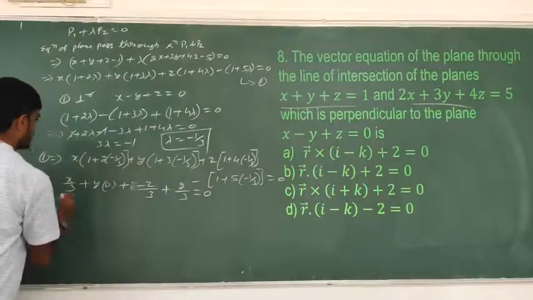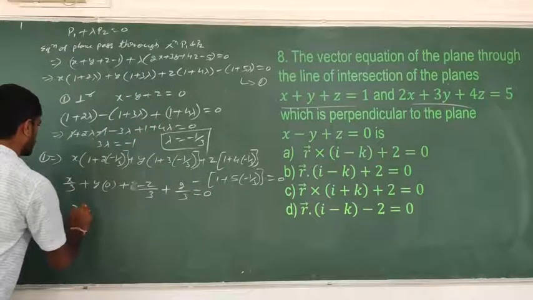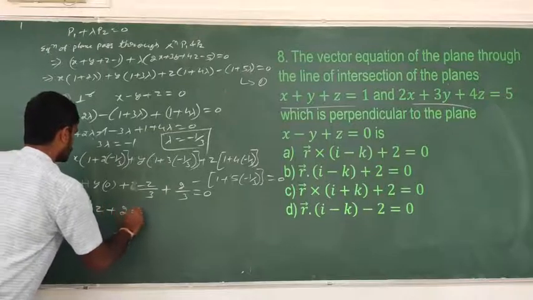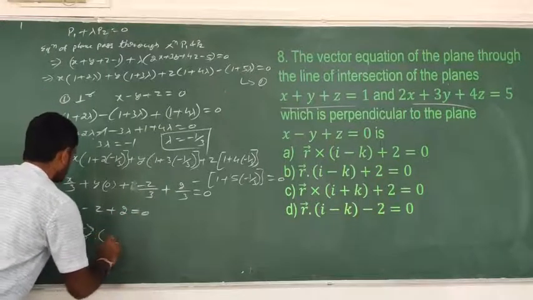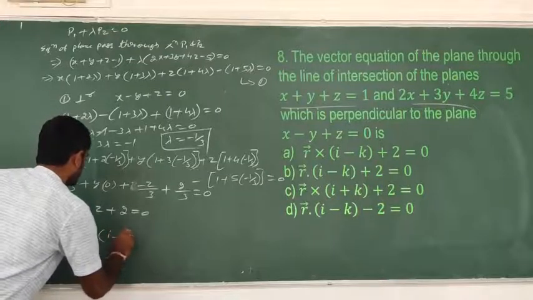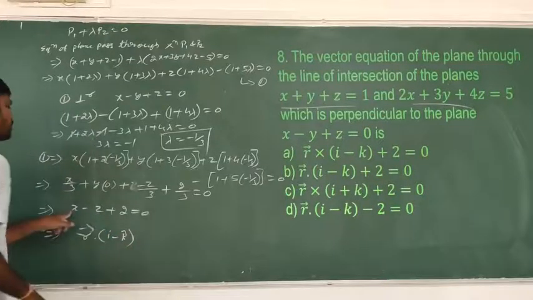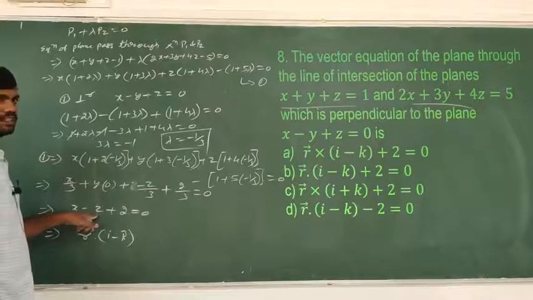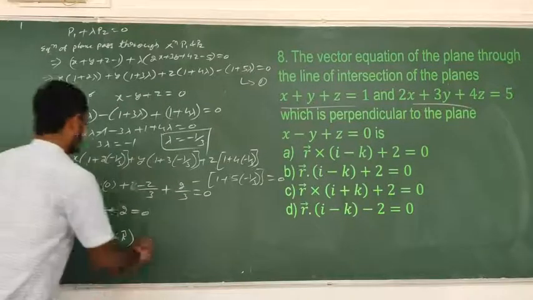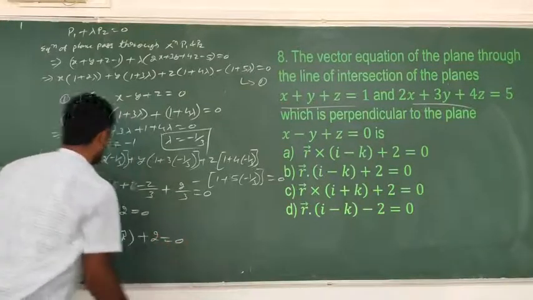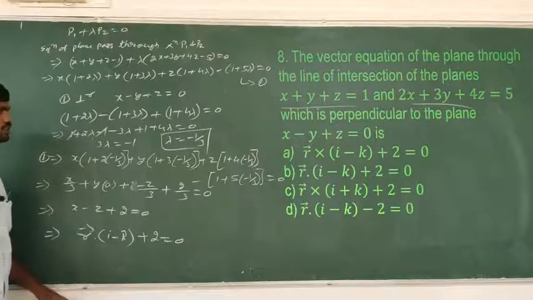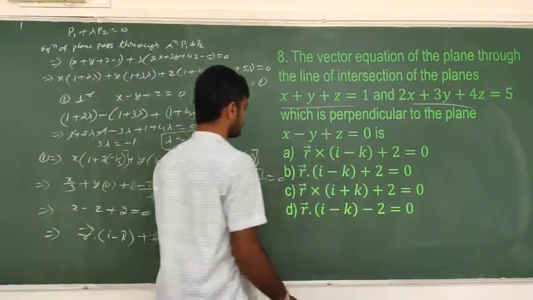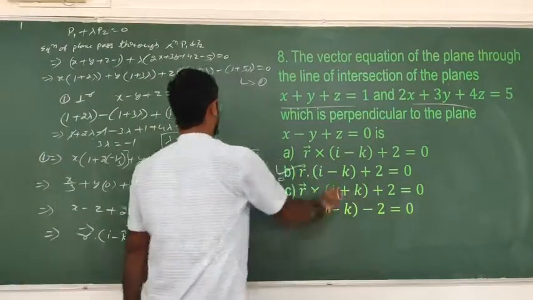So this implies that the 3s eliminate, remaining is x minus z plus 2 is equal to 0, or this can be written as r dot, I cap minus k cap. The coefficient of x is I, z means nothing but k, I cap minus k cap plus 2 is equal to 0. So the vector representation of this line is r dot I cap minus k cap plus 2 is equal to 0. So this is in option B, therefore option B is the right answer.